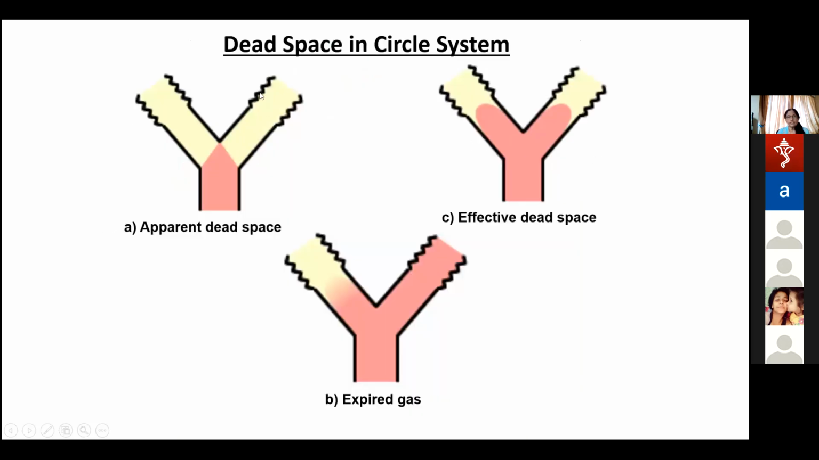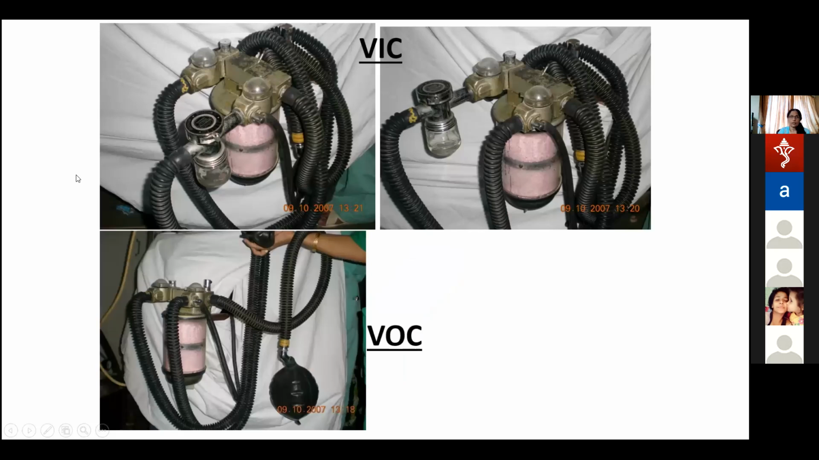I told you apparatus dead space in a Y piece of a circle system is up to what? Okay, it is up to this point. Here is your VOC and VIC. So this is VIC in expiratory limb, VIC in inspiratory limb. And here I am using a vaporizer on the back bar of the machine. So this is called VOC.